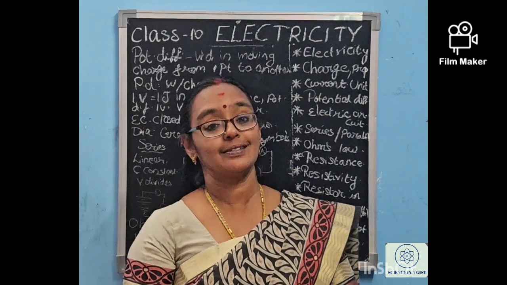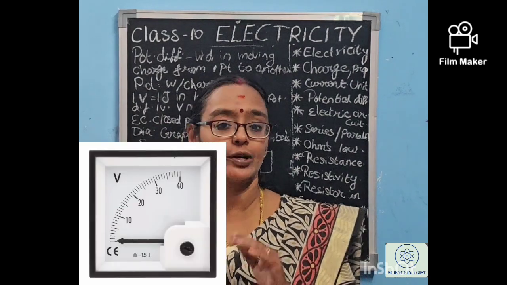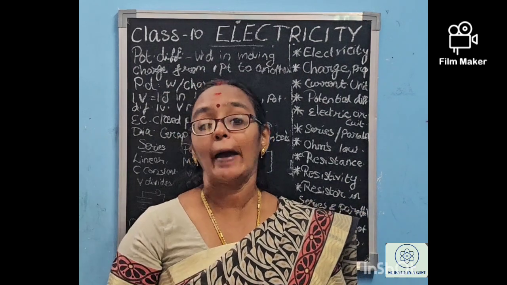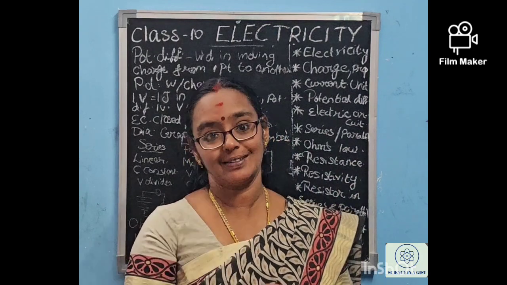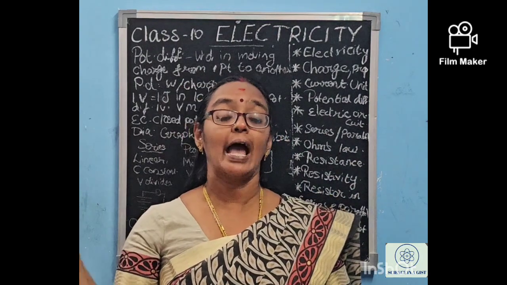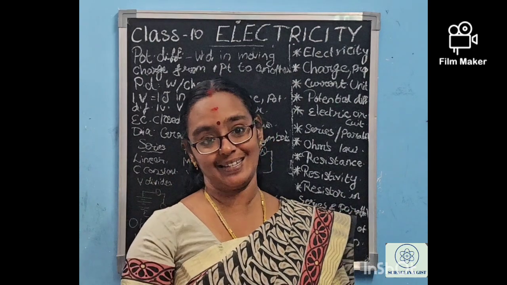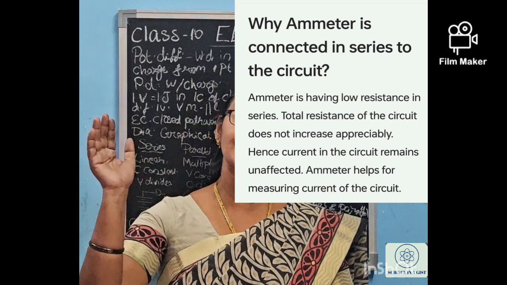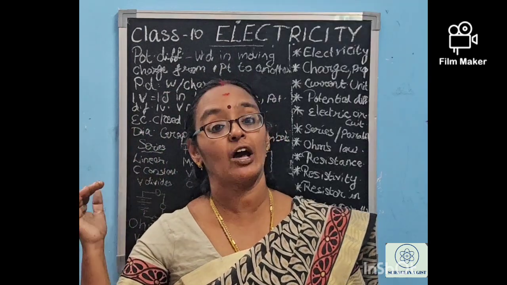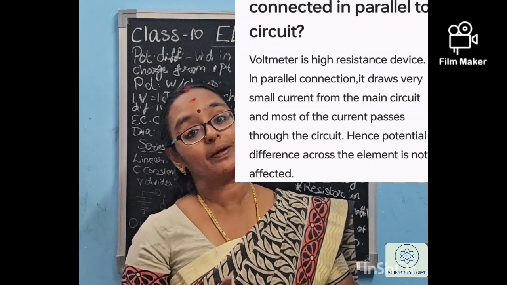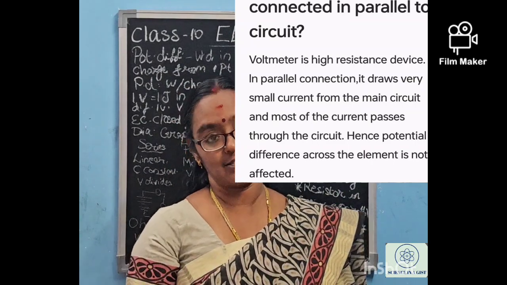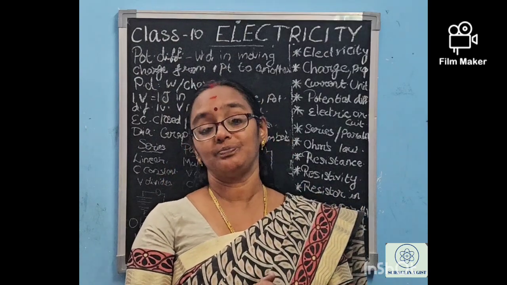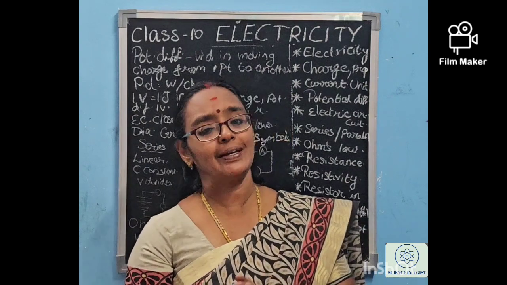Okay, so is there anything to measure this potential difference? Yes, the voltmeter is the one to measure the potential difference. For measuring current, we have seen the ammeter. Here the voltmeter is there. The ammeter has to be connected in series, while the voltmeter has to be connected in parallel. The ammeter has low resistance, but the voltmeter will have high resistance. For checking the voltage, the voltmeter is used. For checking the current, the ammeter is used.